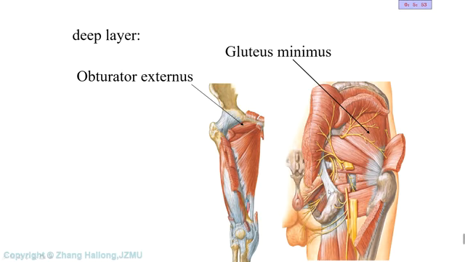Okay. And the deep layer is obturator externus and Gluteus Minimus. You only need to know that on the back of the hip there are three layers of gluteus muscle: Gluteus Maximus, Gluteus Medius, and Gluteus Minimus.